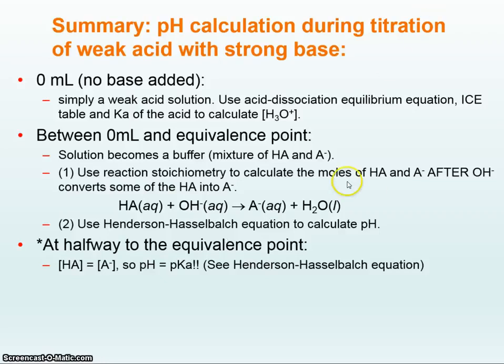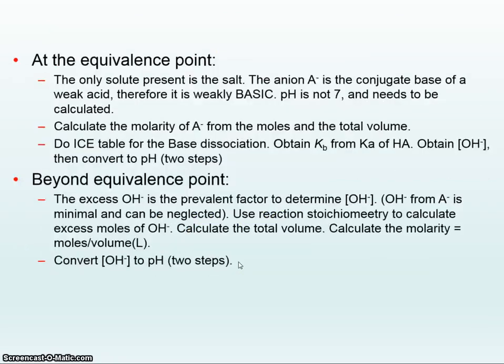You could, at any point between 0 and the equivalence point, always use an ice table. So an ice table is always going to work. It's just that if you're in that buffering region where you've got a significant amount of both acid and conjugate base, then you can use Henderson-Hasselbalch. And in fact, you're going to make your life even easier and look at halfway to the equivalence point, where pH equals pKa.